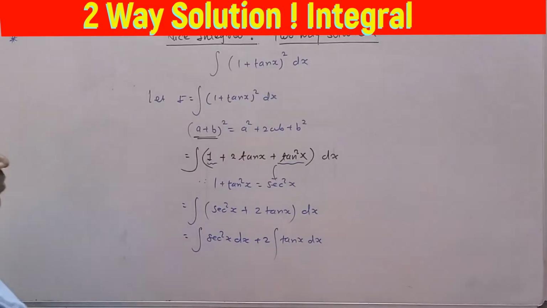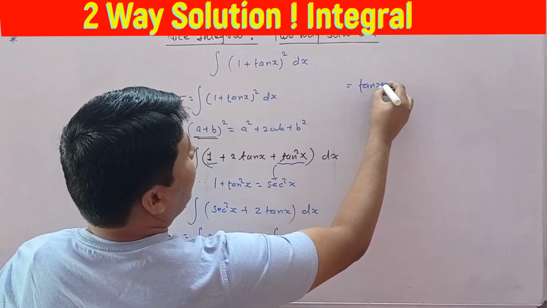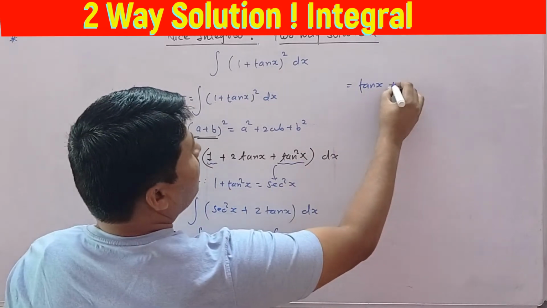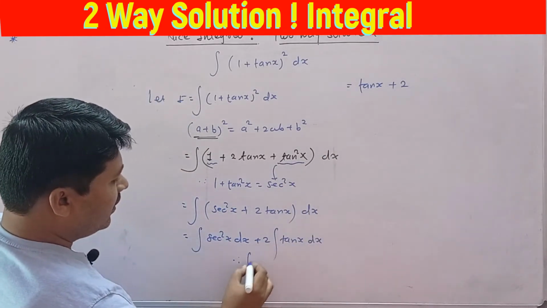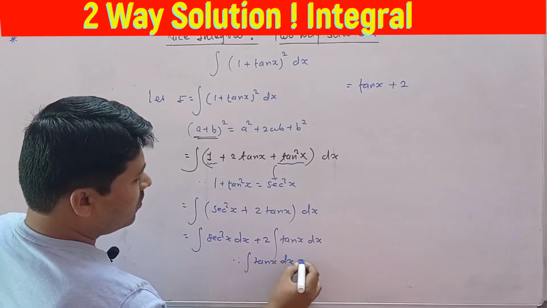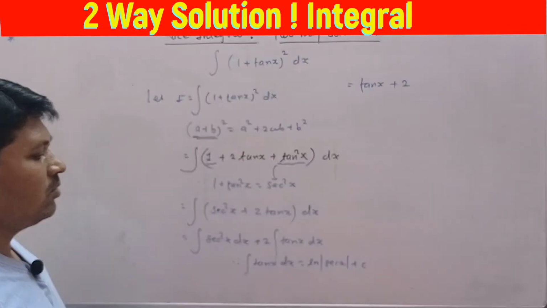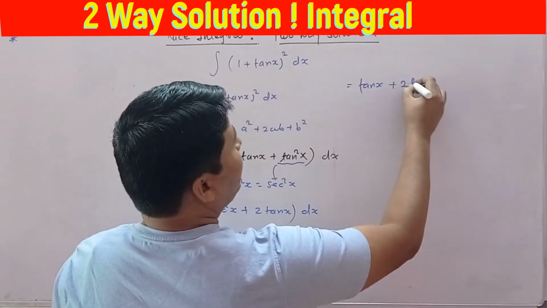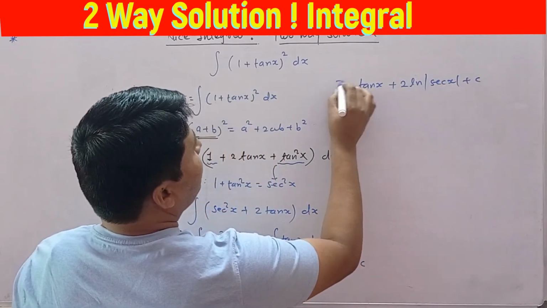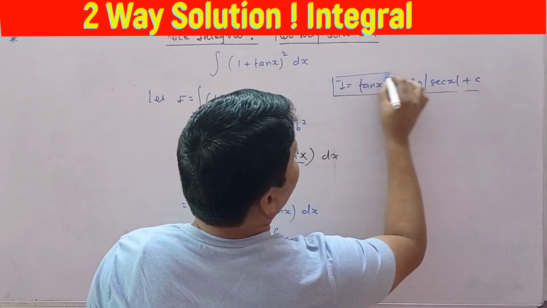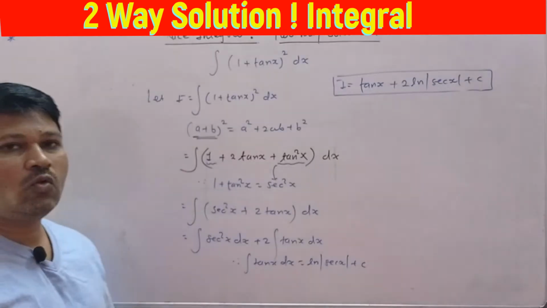We know that the integral of sec square x is tan x, plus 2 as the constant, and the integral of tan x dx is equal to ln sec x plus c. Therefore we get tan x plus 2 ln sec x plus c, where c is the constant of integration, and this is my final solution by method 1. Got it? Please note it down.